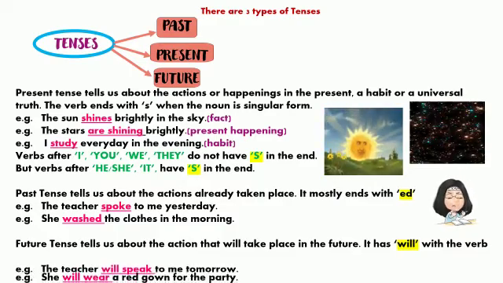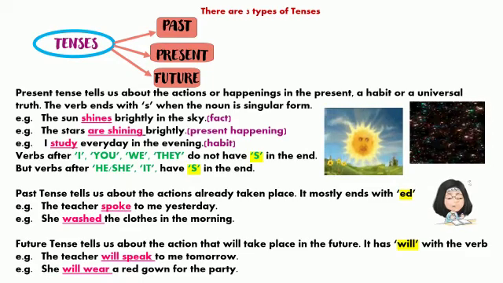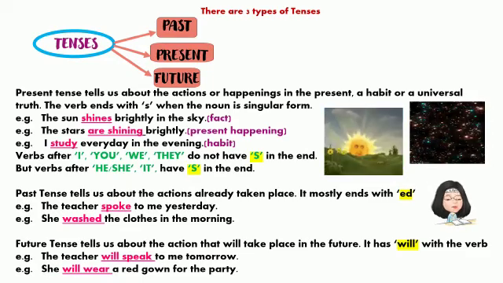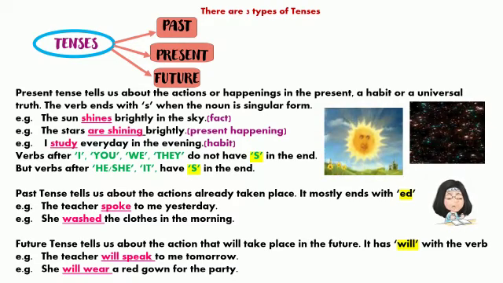So let's take a look at the examples. Now these are the examples. The teacher will speak. The action is not done. So the action is going to take place. So the teacher will speak to me tomorrow. Let's take the next example. She will wear a red gown for the party.